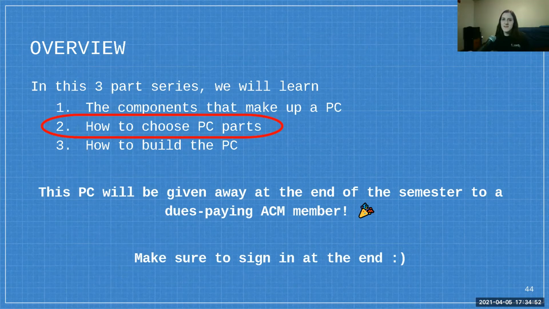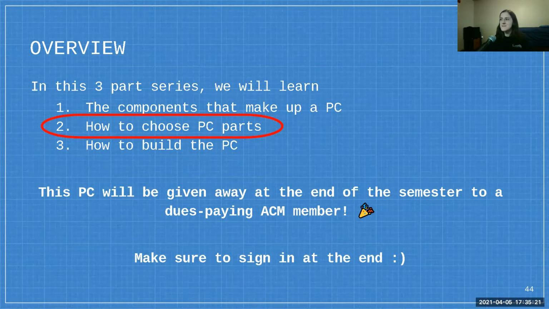And so with that, we'll get into what you all came here for today, which is the second part of our three-part series, which is building a PC. Last time we figured out what all the components are and how they work. This time we're actually going to pick the parts to build our PC. This will be interactive, so if you can pull up chat, that would be great. And I'll tell you how we're going to do that.